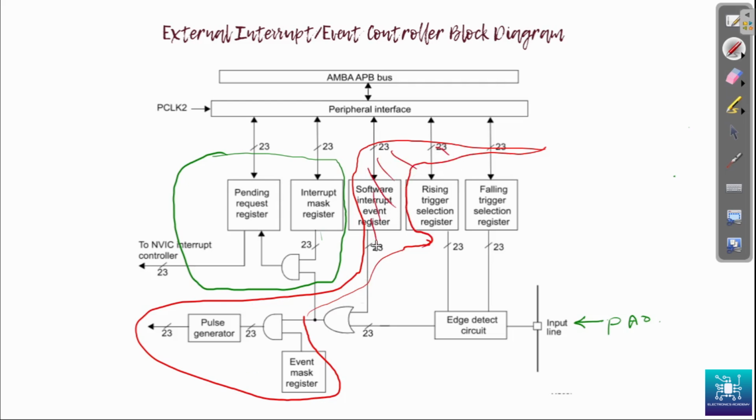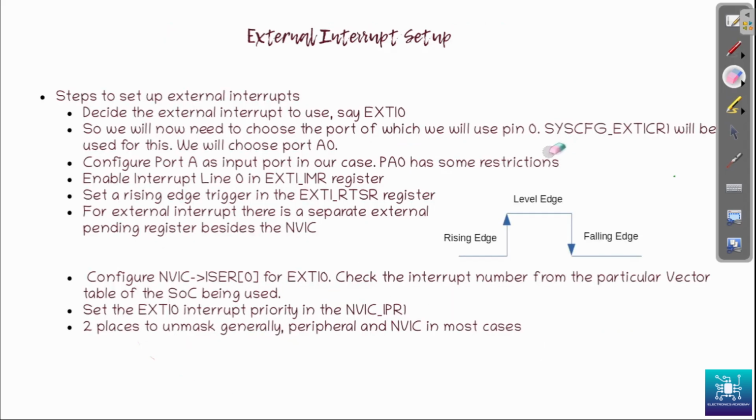This is out of bounds for us now, because we will not see this. What we'll use is, we will do a rising trigger selection, we'll do a falling trigger selection, all of that we will do. And then the external interrupt is going to come through here. It will go through here to the AND gate. So going to the next diagram, we'll just briefly see this, and we will see this in the IDE also.